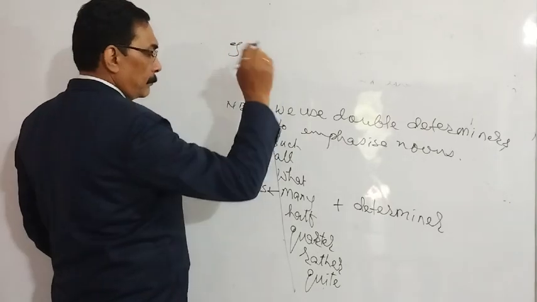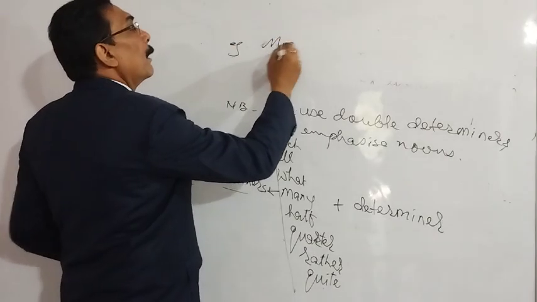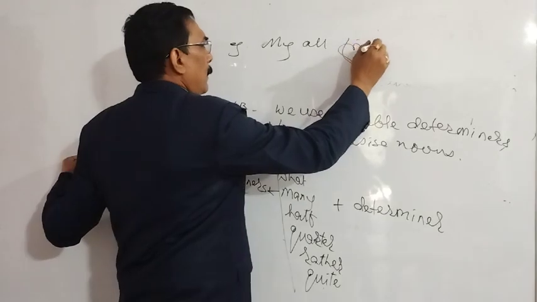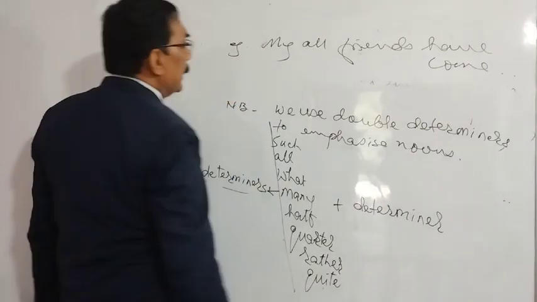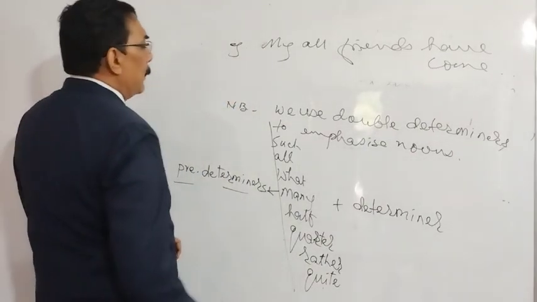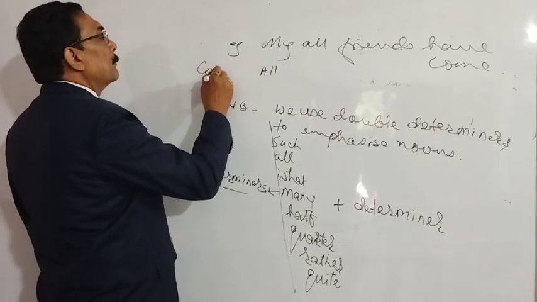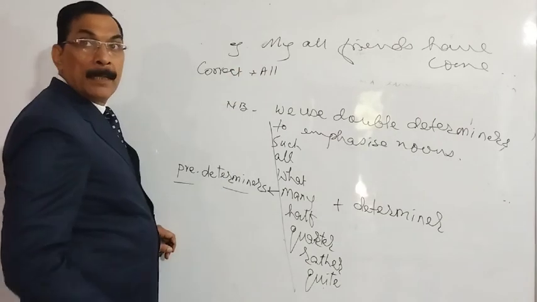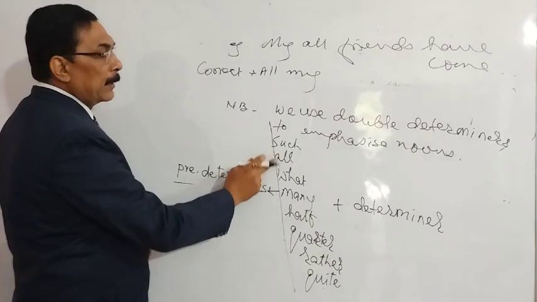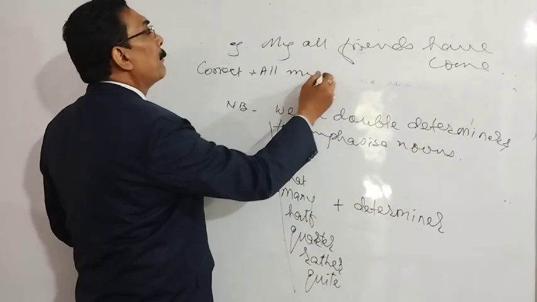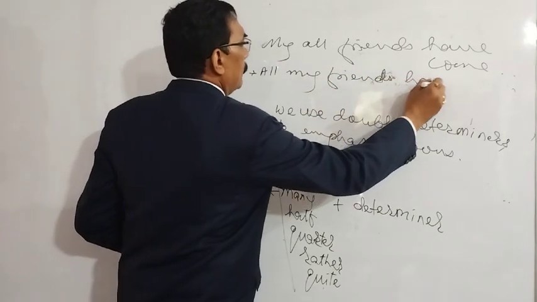Like now see here. "My all friends have come." This sentence is wrong, because according to the rule, all is a predeterminer. So the correct sentence should be "all my friends", because all is a predeterminer. After that we have to write the determiner. So, all my friends have come.